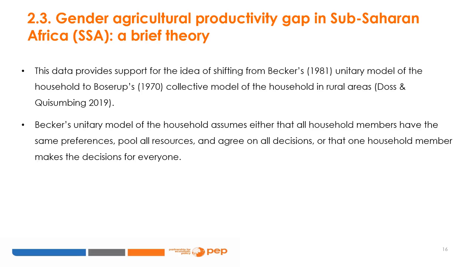This data provides support for the idea of shifting from Becker's unitary model of the household to Bossorup's collective model of the household in rural areas. Becker's unitary model of the household assumes that all household members have the same preferences, pool all resources, and agree on all decisions, or that one household member makes the decisions for everyone.